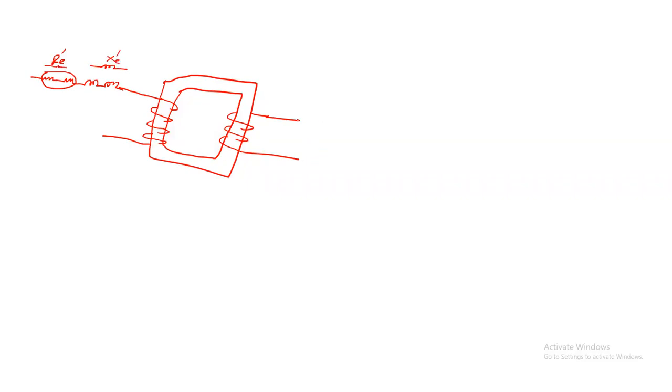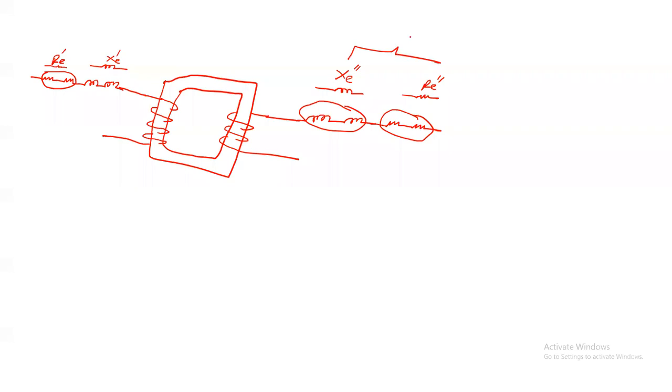Also, this is the secondary part. These are two coils and two resistances. Okay, these two are single. This is the X_E double prime, and this two is single, R_E double prime. Okay, and now these two are combined. This is the Z_E double prime, the equivalent impedance.